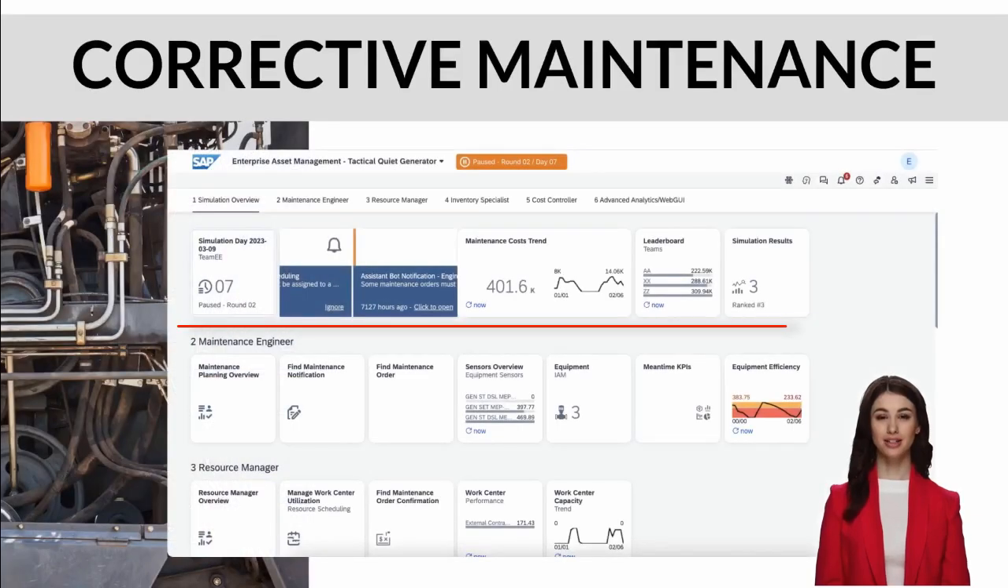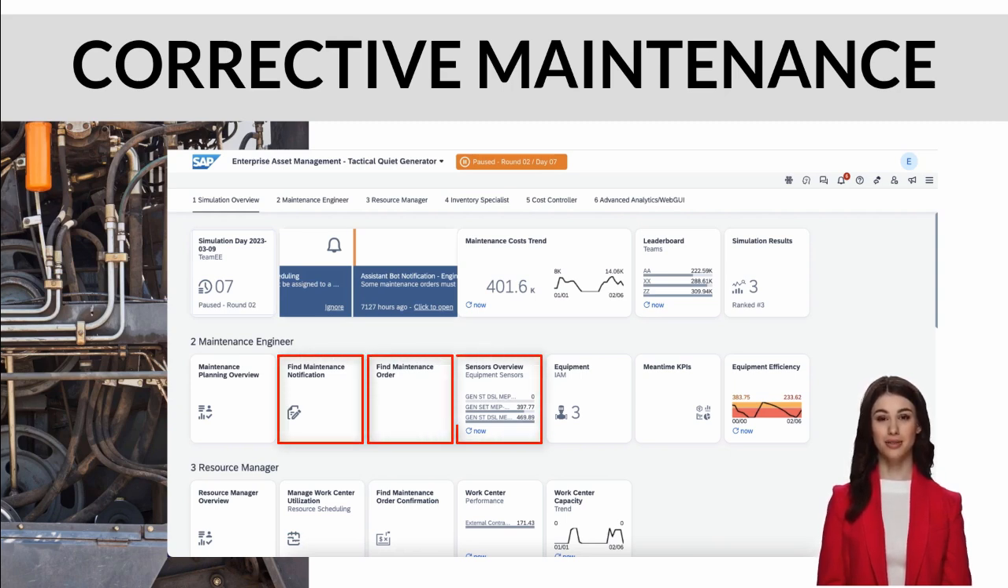Let's look at the maintenance engineer role. Your role will be to monitor tactical quiet generators and initiate the various maintenance processes. The focus of this role will change each round as you explore corrective, preventive, and predictive maintenance.